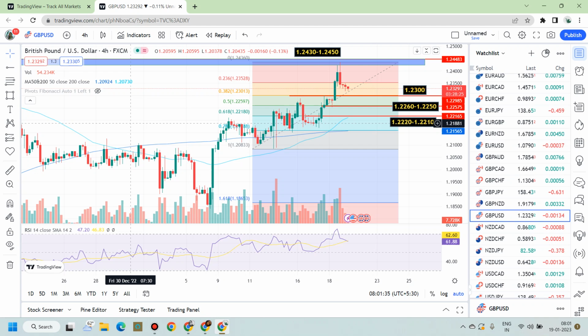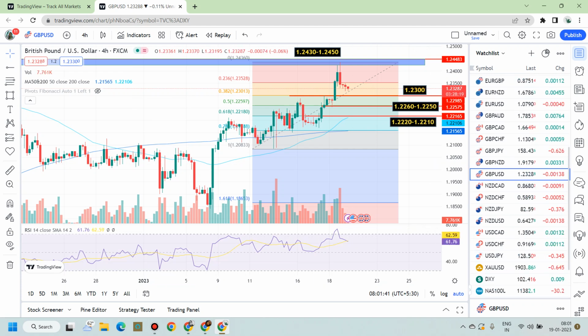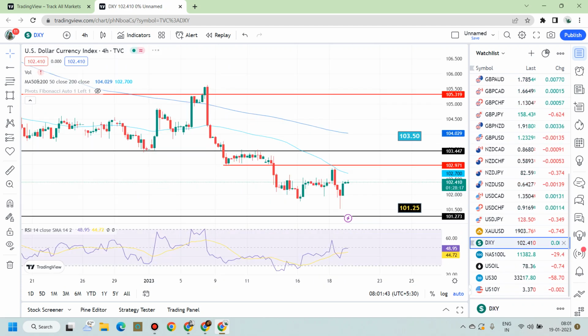So let's get started. My dear friends, what a move on the chart of GBPUSD yesterday. And the reason was DXY. DXY started falling after making a high of 102.85. The main reason behind this fall was the retail sales yesterday. It was worse than expected. So there was a big drop on the chart of DXY.